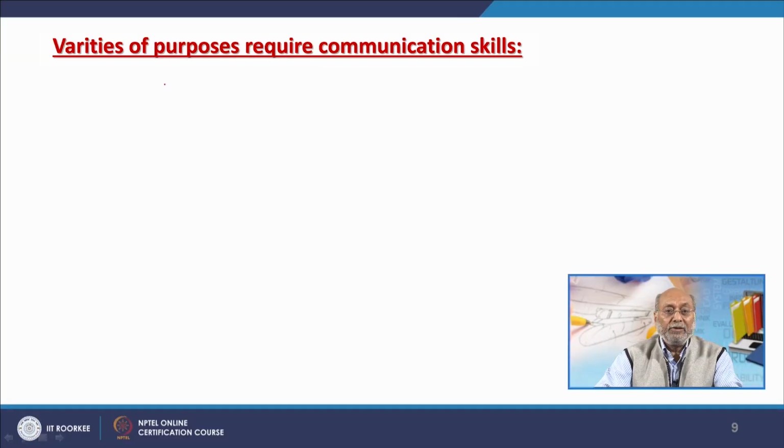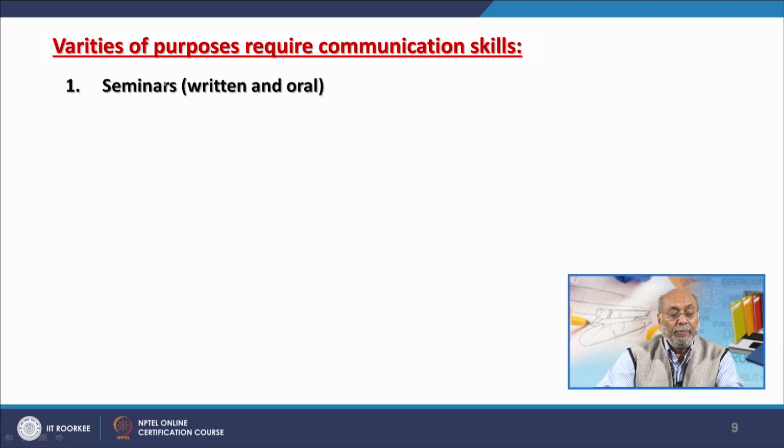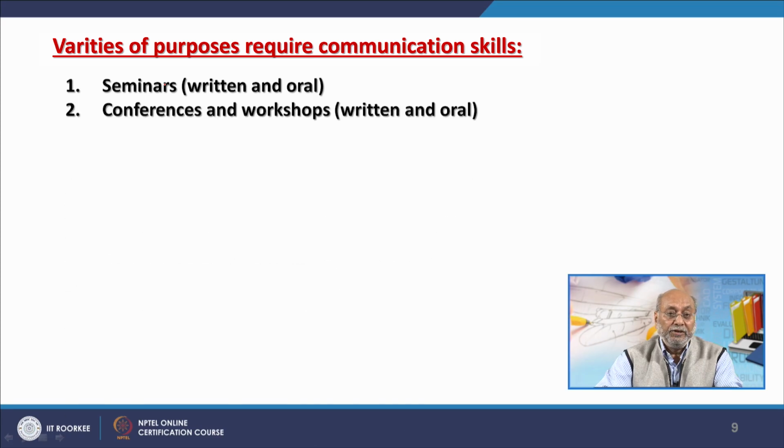So, when we think in terms of the varieties of purposes that require communication skills, we go for seminars or making a presentation, for which sometimes you have to prepare a document and then make an oral presentation as well. And in the educational domain, seminars are very common, which students have to do in their course, maybe a few times within 4 years, or in their PhD also.